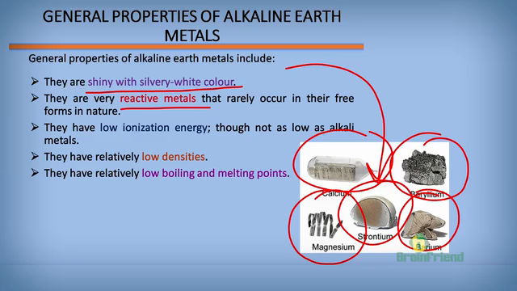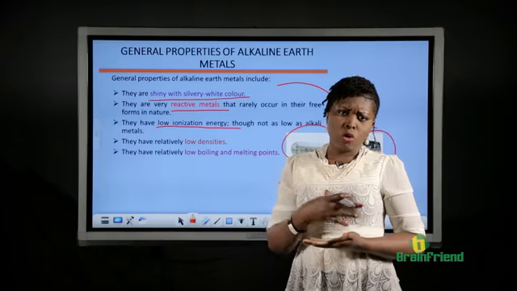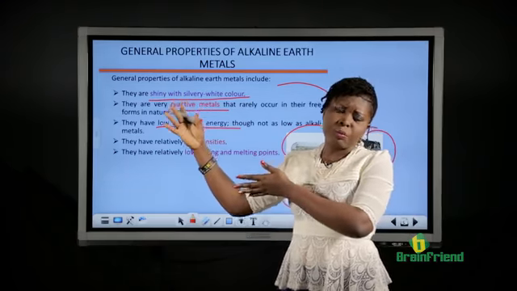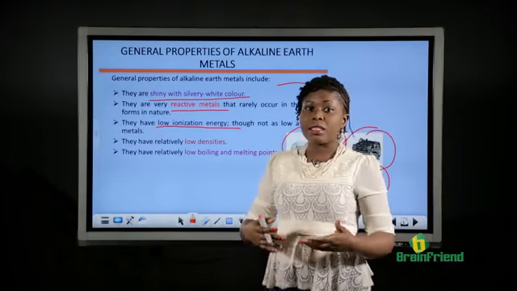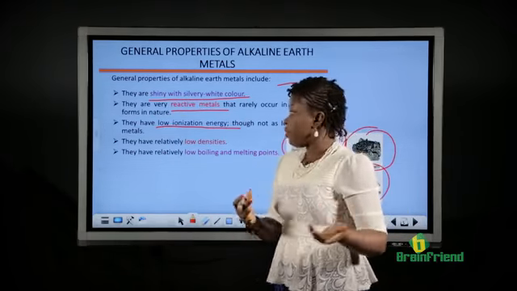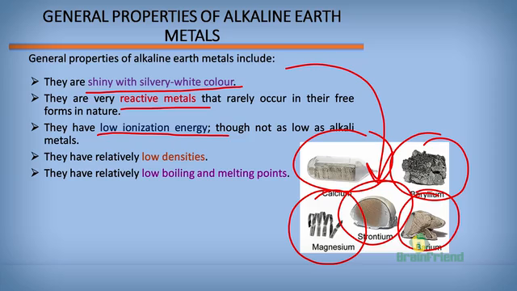These metals also have low ionization energy. Although their ionization energy is not as low as the alkali metals, it's quite low compared to other elements, maybe the transition metals. They have low ionization energy, and this is why they can easily give off their valence electrons. They have relatively low densities, of course, compared to other metals. They also have relatively low boiling and melting points.